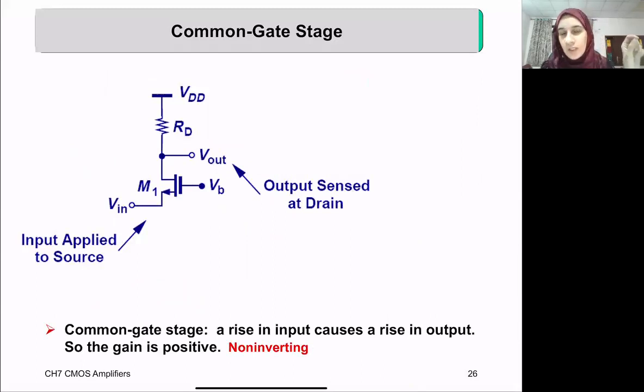If VS was just connected to ground, then when ID increases, there is nothing we can do about it. But since there is a resistor down there, VS will also change. If it was just connected to ground, it would remain ground. But the voltage drop across RS is related to the current. So we can stabilize the biasing point more easily than if VS is connected directly to ground.